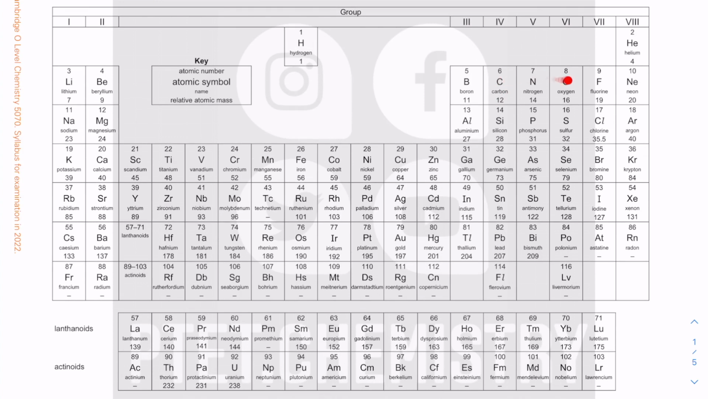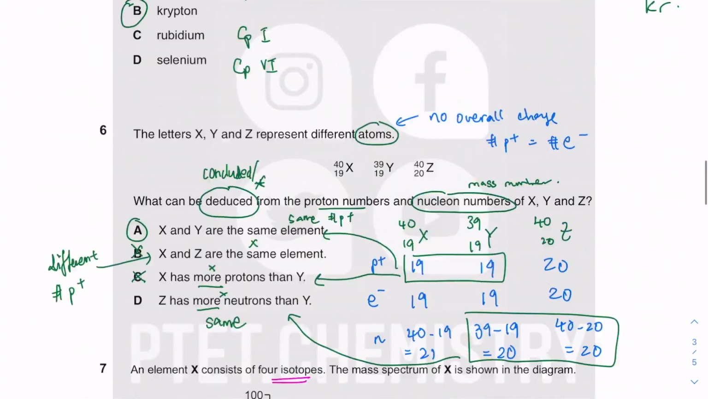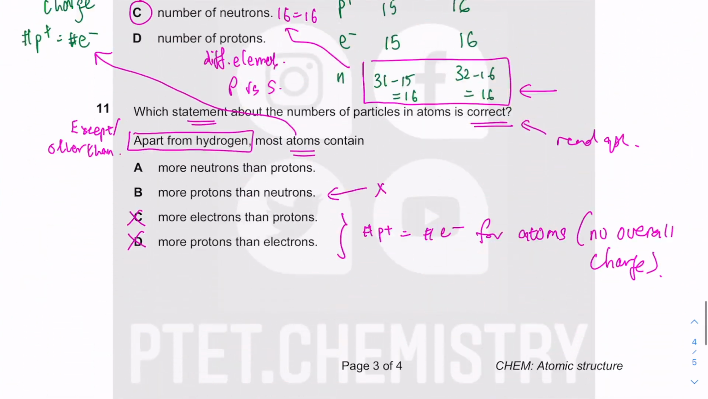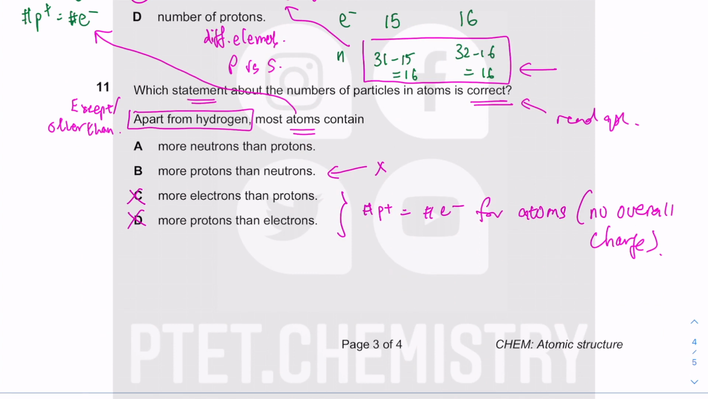So it looks to be almost equal, but as you go further and further, you will see that the number of neutrons increases. Like 65 minus 30 is 35. 35 neutrons versus 30 protons. As you go further and further, the number of neutrons exceeds the number of protons. So there will be more neutrons than protons if you understand the periodic table. Okay, so apart from hydrogen, which has 0 neutrons, most atoms will contain more neutrons than protons.